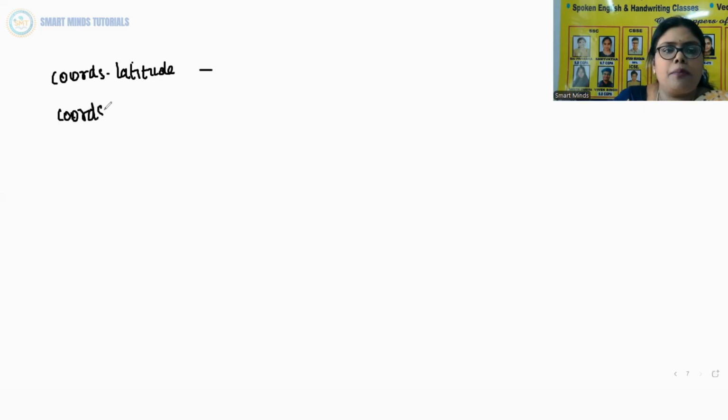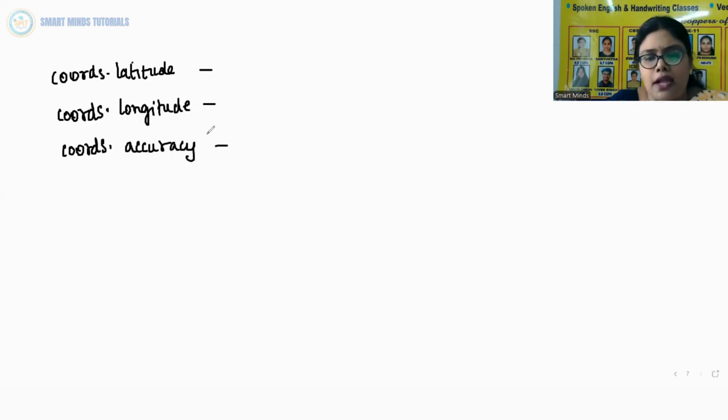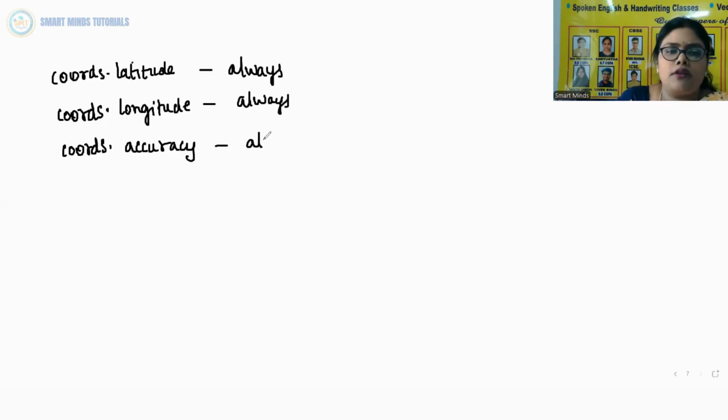Then there is another property, coords.longitude. This returns the longitude as a decimal number, and this is also always returned. Then you have coords.accuracy. Here it returns the accuracy of the position. This is also always returned.